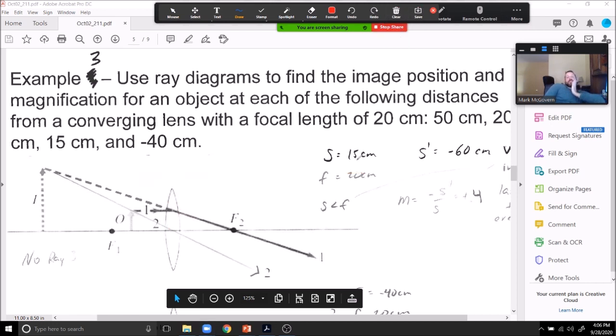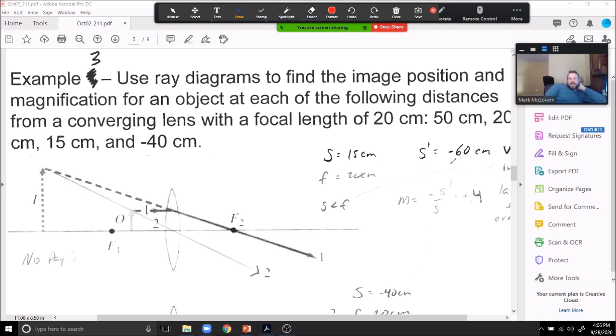So our value for S is 15, the focal length is 20, so we're less than the focal length. That means we're going to end up with our negative 60. So it's a virtual image. It means it's on the same side as the object. And what does this image look like? Well, because of the negatives here, it's going to be an upright image, and it's going to be a lot bigger. Guess what that's called, people?